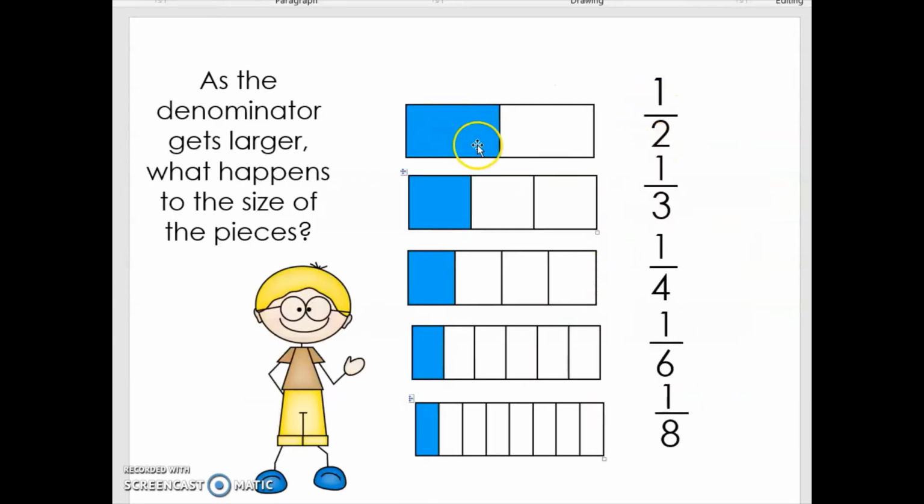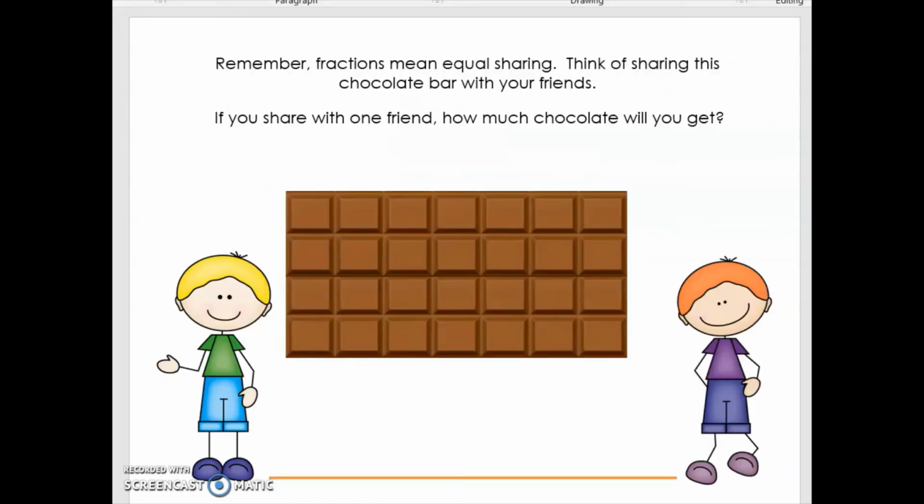There's 1 out of 2. Look at 1 out of 3 getting smaller. 1 out of 4 smaller. 1 out of 6. Look, 1 out of 8. As the denominator gets larger, 2, 3, 4, 6, 8, what happens to the size of the pieces? Look at this, big, smaller, smaller, smaller, smallest. So as the denominator gets bigger, the size of the piece gets smaller.